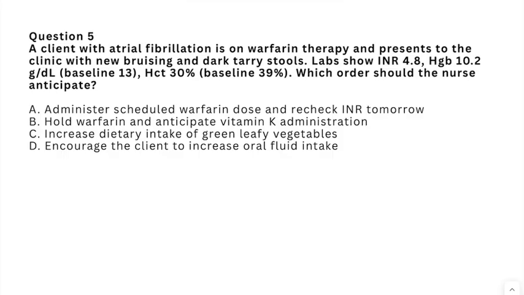Okay, so let's go to question number 5. Are you guys ready? A client with atrial fibrillation is on warfarin therapy and presents to the clinic with bruising and dark tarry stools. The laboratory shows an INR of 4, a hemoglobin of 10. The baseline was 13, so they're giving you the baseline, telling you that it's dropping. Hematocrit is 30% and the baseline is 39%. Which order should the nurse anticipate?